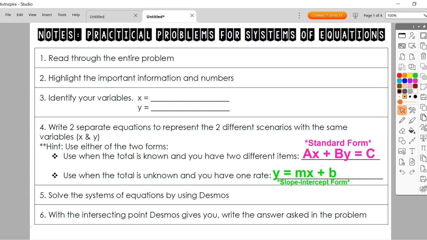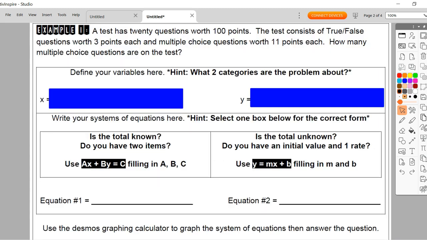We'll then use a different form called slope-intercept form when the total is unknown and we have one rate plus an initial value. That's going to be y equals mx plus b. After that, we solve the system of equations by plugging the 2 equations in Desmos. Seeing where the intersecting points meet is going to give us our answer. We'll just have to write the answer asked in the problem. Always want to answer the question asked. So let's go ahead and get started.